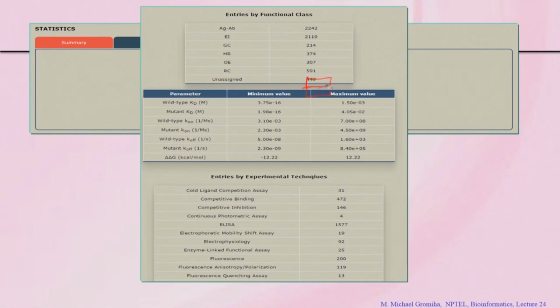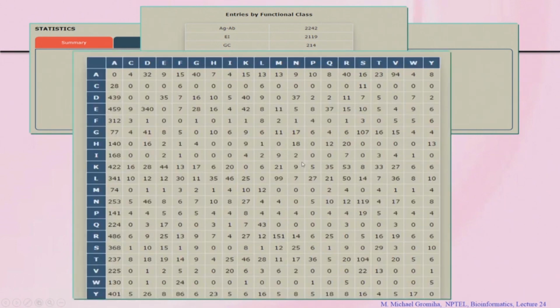With respect to the functional class, there are mainly antigen-antibody complexes, with more than 2000 entries, and enzyme-inhibitor complexes, also about 2000, followed by other classes such as GPCR receptor complexes and other enzymes. With respect to parameters like delta G, we can have a minimum value of minus 12.2 to a maximum value of plus 12.2, and you can also have different data based on the experimental techniques. So, this is a mutation matrix. What can you infer from this mutation matrix?